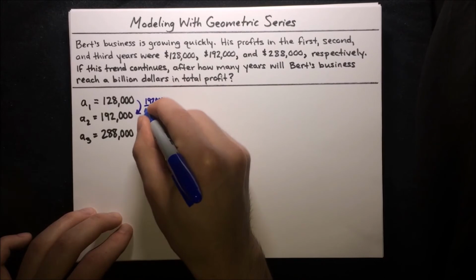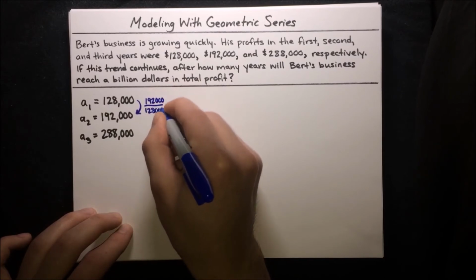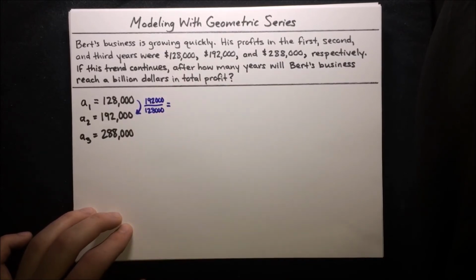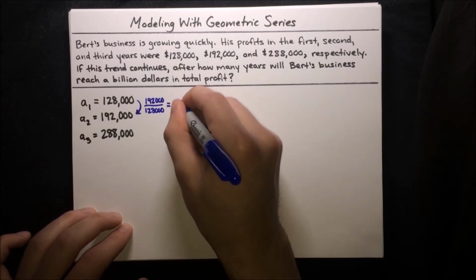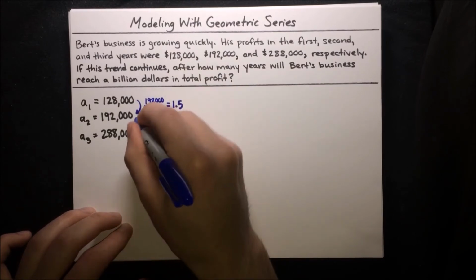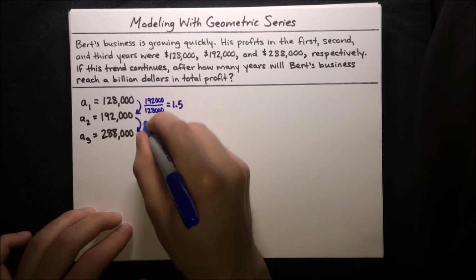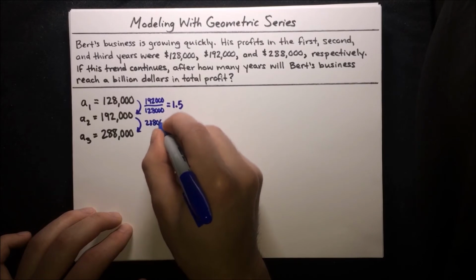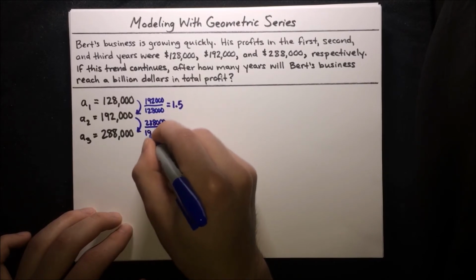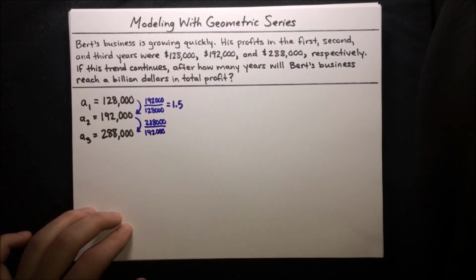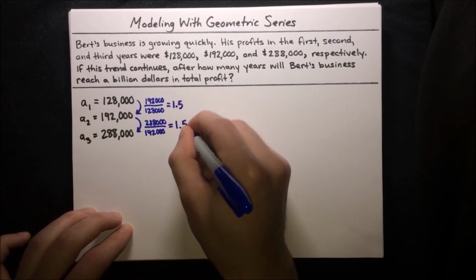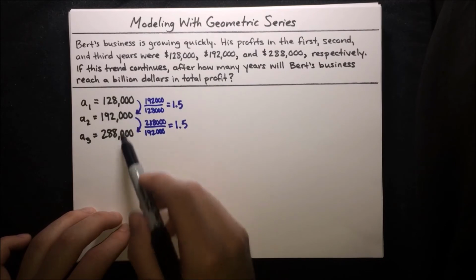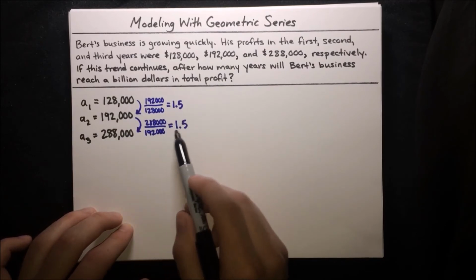192,000 over 128,000 is, if we punch that into the calculator, 192,000 divided by 128,000 is just 1.5. Let's check it for the next pair as well. So 288,000 over 192,000. Punch that into the calculator, and again we get 1.5. So this is a geometric series. We're multiplying by 1.5 each time.